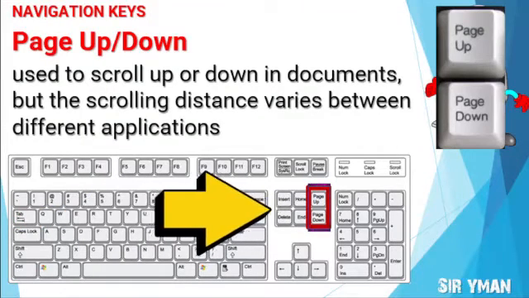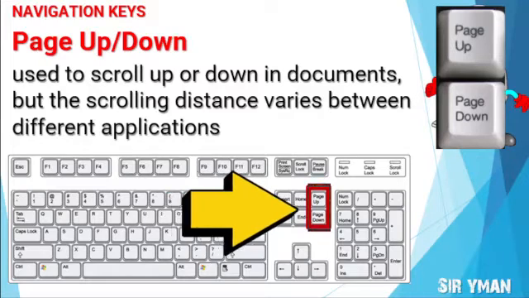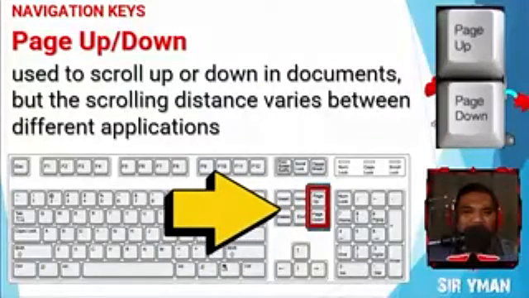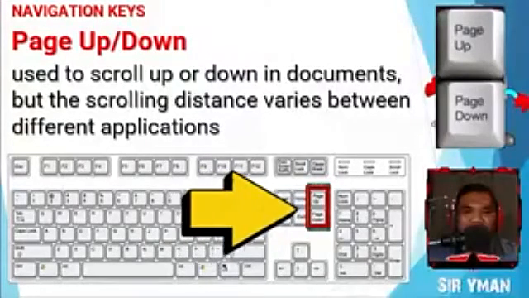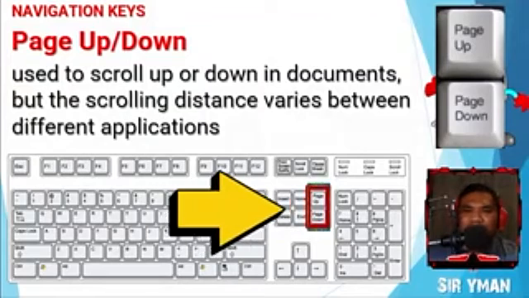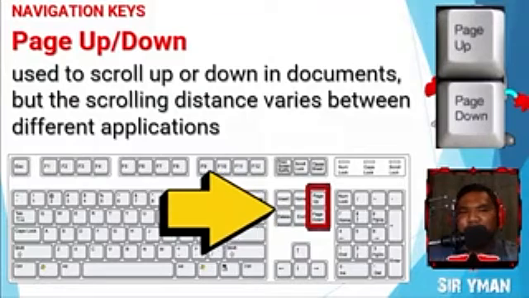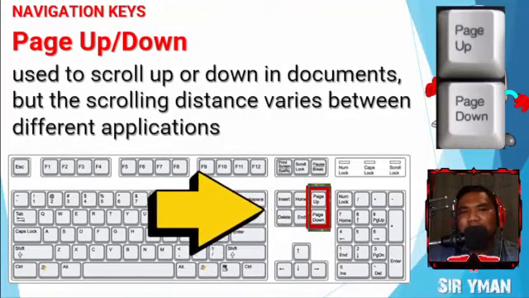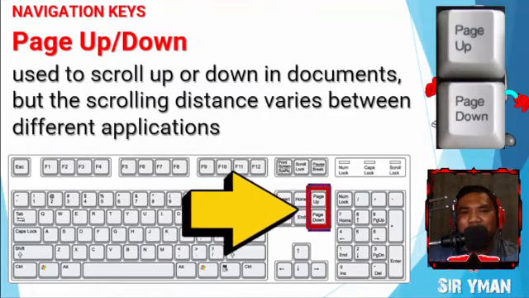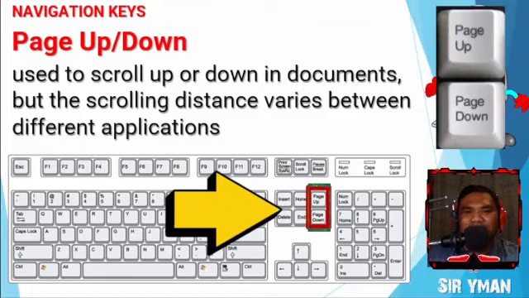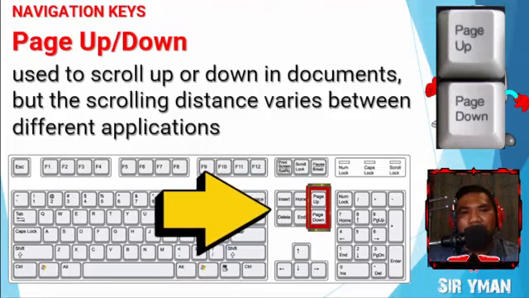Next ay ang page up and page down. Pwede na siguro akong magpakita. Alright. Yung page up and page down, they are used to scroll up and down in documents. But the scrolling distance varies between different applications. This is like using your mouse. Diba sa mouse kasi may scrolling wheel yung sa gitna. Ito naman yung scroll key sa keyboard. It's like using the arrow keys. Diba yung arrow keys may up and down?